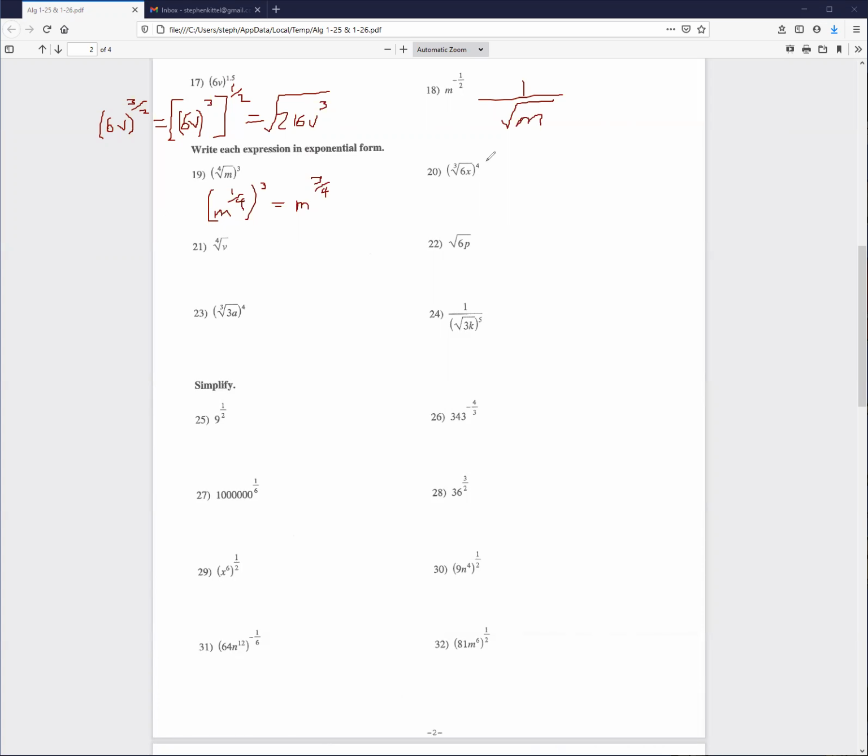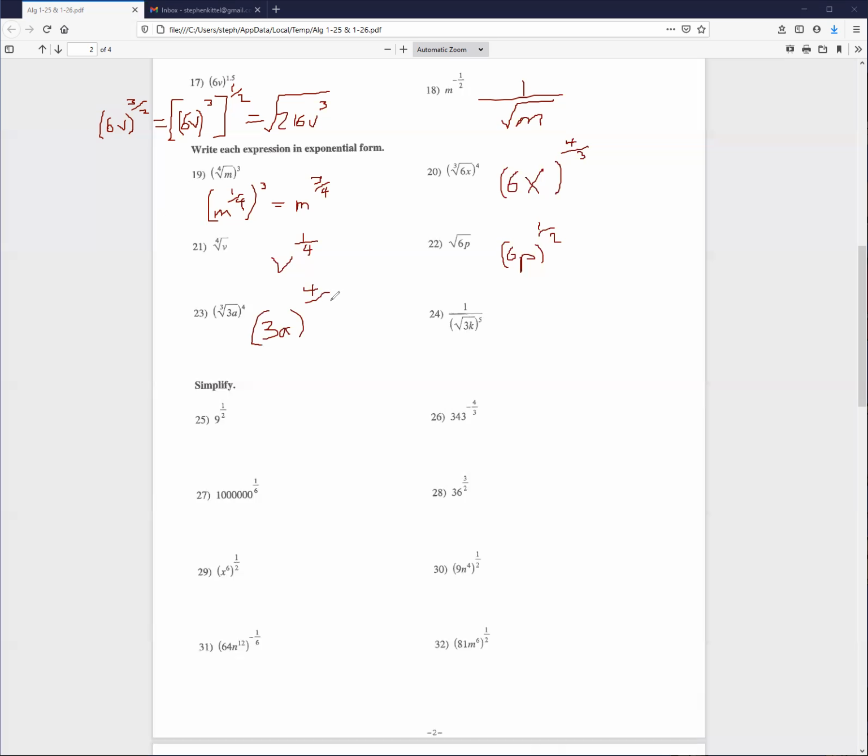Okay. Cube root of 6x to the 4th. Oh, are they just going to leave it like that? I mean, they can, I guess. So this is 6x, and then it's raised to the 4th and raised to the 1/3 power, so it's raised to the 4/3 power. V to the 1/4. That one's nice and easy. 6p to the 1/2, also very easy. Don't have to think too hard about these. All right, cube root, that's a 1/3 power, and that's a to the 4th power. That'll be 3a to the 4/3.